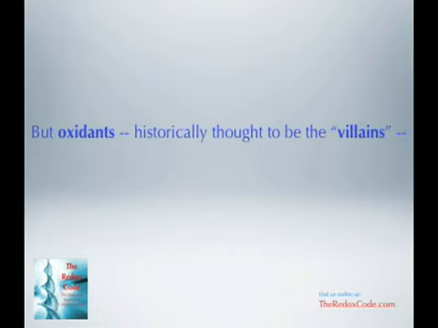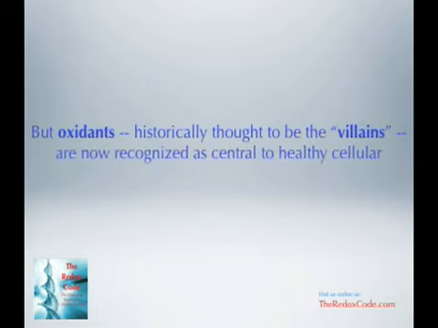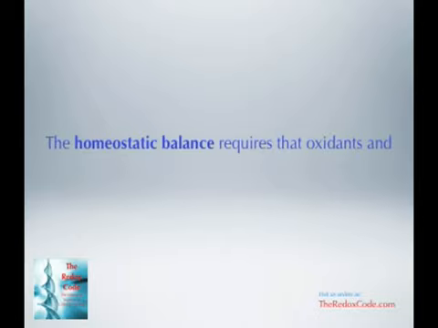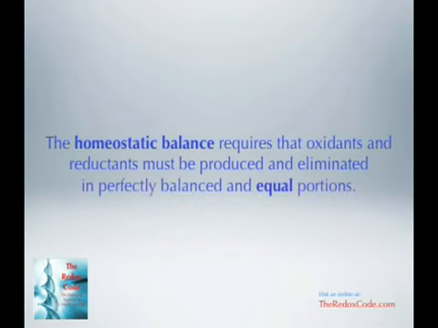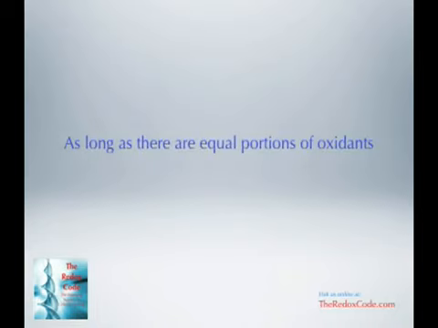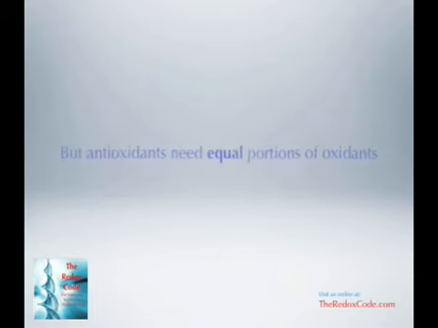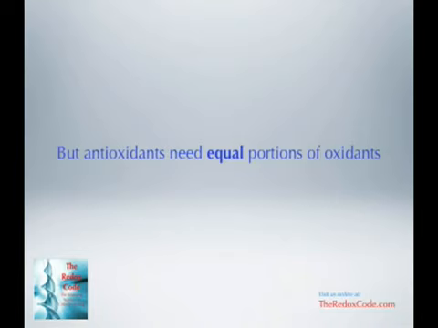But oxidants, historically thought to be the villains, are now recognized as central to healthy cellular functioning. You would not be able to live without either oxidants or reductants. The homeostatic balance requires that the oxidants and the reductants must be produced and eliminated in perfectly balanced and equal proportions. As long as there are equal proportions of oxidants and reductants, the antioxidants can readily neutralize them as fast as they're created. But the antioxidants need equal proportion of oxidants and reductants in order to function.